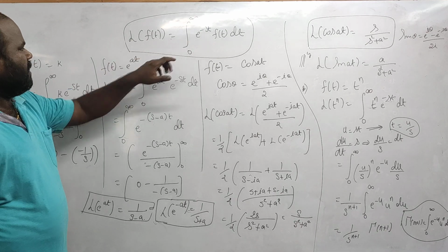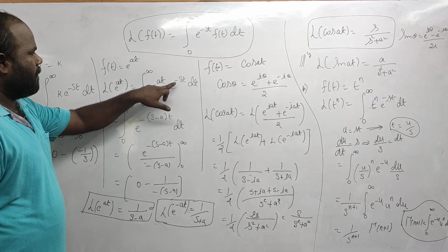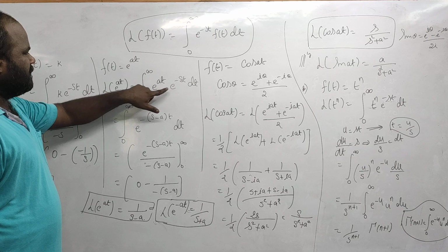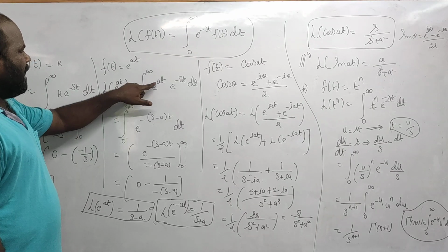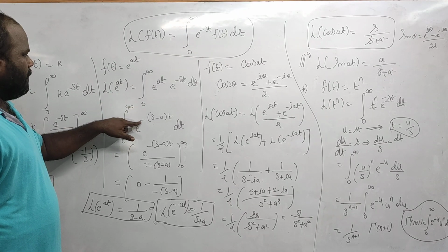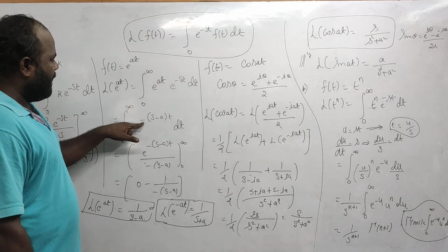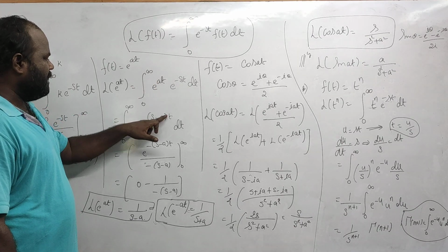So replace f of t by e power at. So e power at into e power minus st into dt. While adding the power, since both are exponential, you can add the powers. You always keep the minus outside, because e power minus infinity is 0. So for that purpose, I take minus outside. So it becomes e power minus (s minus a) into t dt.